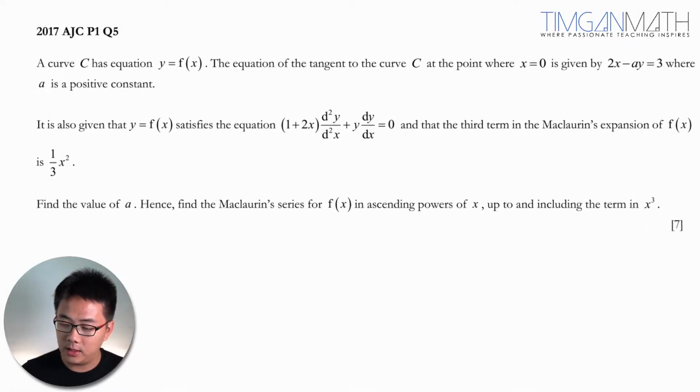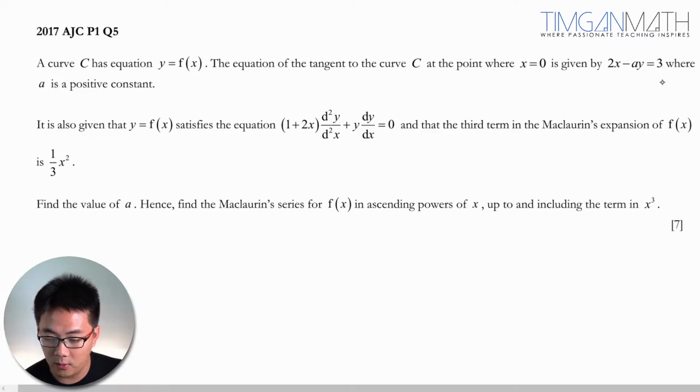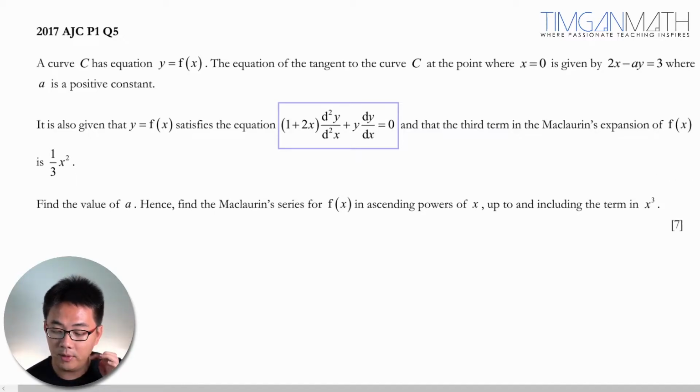The equation of the tangent to the curve C at the point where x equals 0 is given by 2x minus ay equals 3, where a is a positive constant. Now, this is an interesting point. Later we'll talk about that. It's also given that f(x) satisfies this equation here, and that the third term of the expansion of f(x) is 1/3 x squared. Find the value of a, hence find the Maclaurin series of f(x) and the power.